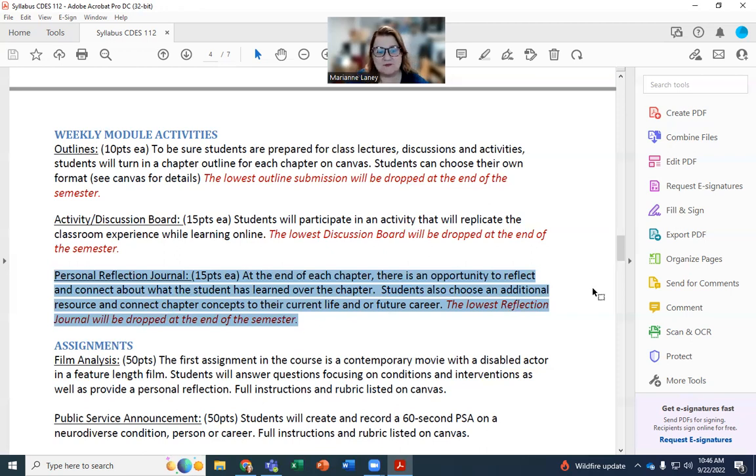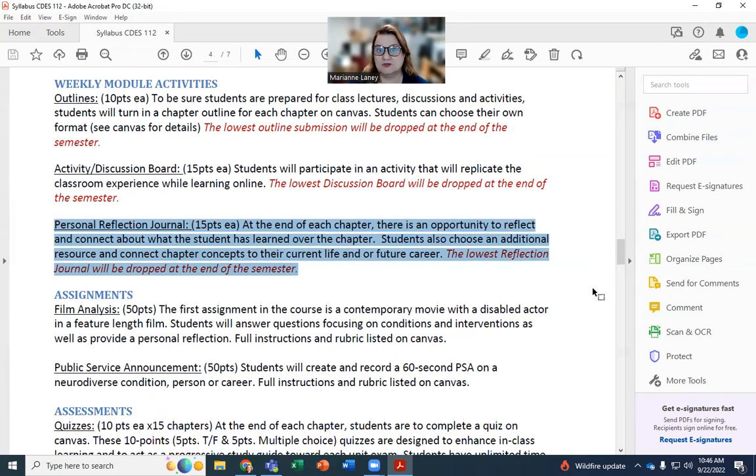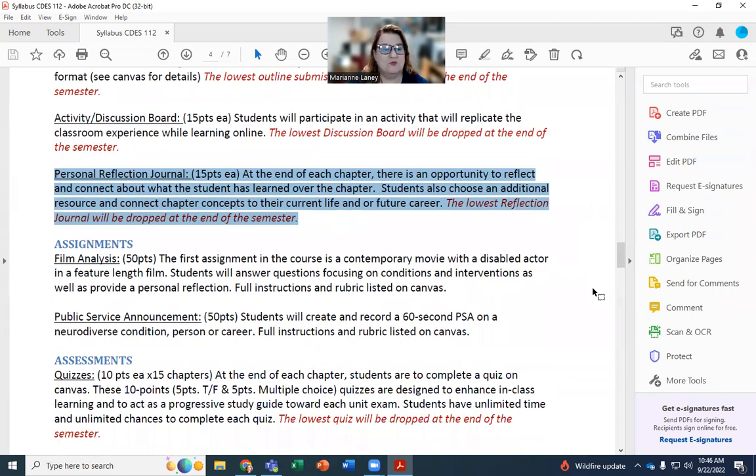Yeah. So this is how I know you're reflecting on what you've learned. 15 points, same as a discussion board, but I let you turn the journal in a couple of days later if you need it. Wait, what? Yeah. We only have 2 assignments.